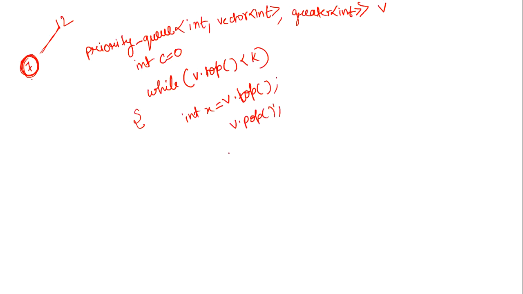Now here we have to check that if after doing this operation we are left with only one element, so we will check if our priority queue is empty. If this condition is true, we will simply return -1. So this is what we will do.